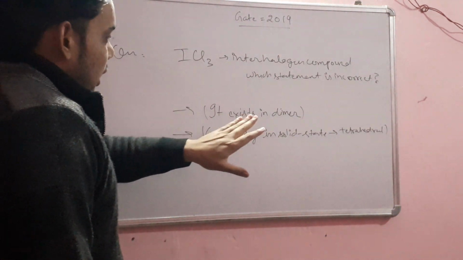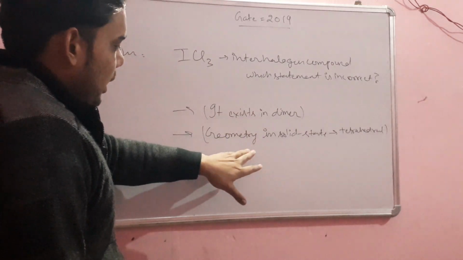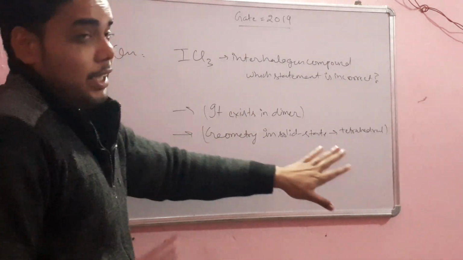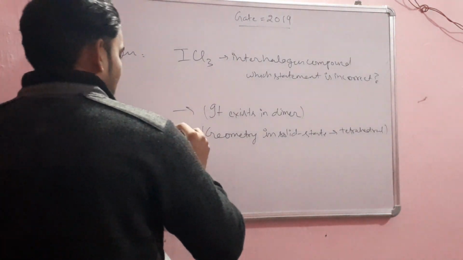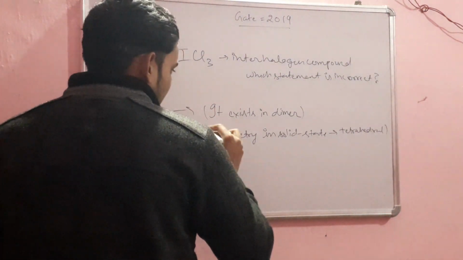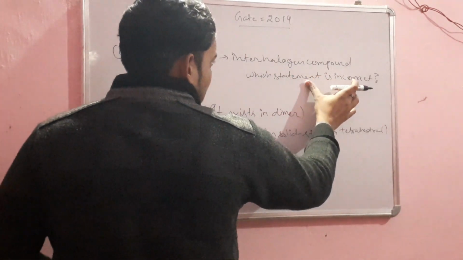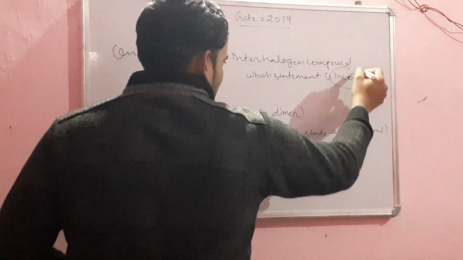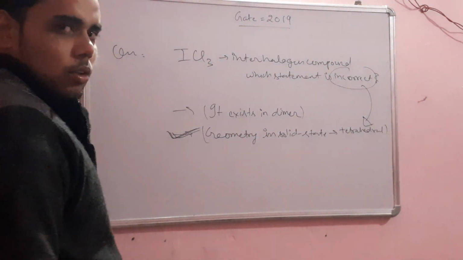So if it exists as a dimer, then it cannot be present in tetrahedral form, and that is the correct option. You are saying it wrong. The geometry is not tetrahedral, it exists in dimer. We have to select the statement which is incorrect. So this statement is incorrect about this question. Okay, clear?